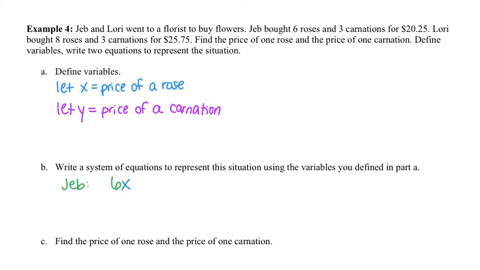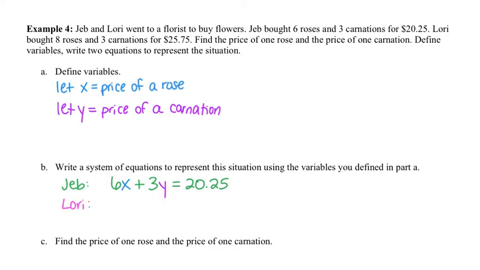But that isn't all he got. So we have to add to that the other stuff he bought. Well, he bought 3 carnations. So 3 carnations, the florist would take 3 and multiply it by the price of a carnation, which we don't know. That's our variable y. So we have to multiply those together. So if he was just buying carnations, 3y would be how much he would spend because it's 3 times the cost per carnation, and he got 3 carnations. So 6 roses, the price of 6 roses, 6x, plus the price of 3 carnations, 3y, we know that his total that he had to pay was $20.25. So we're going to have that same situation with Lori.